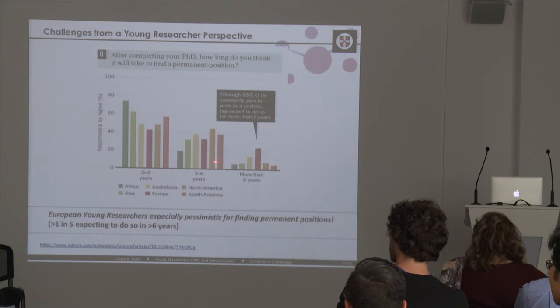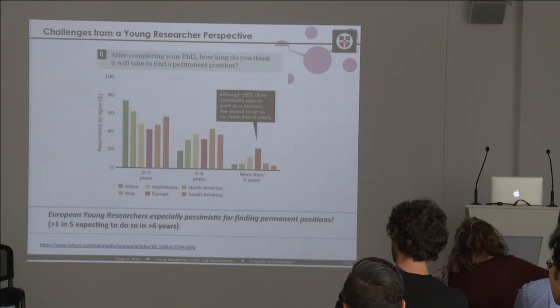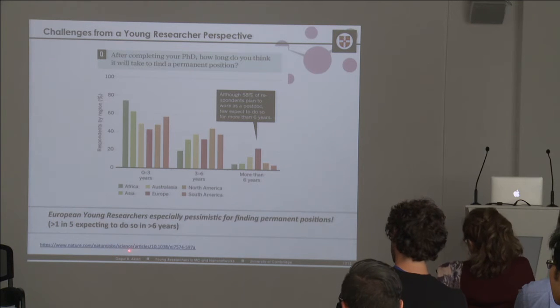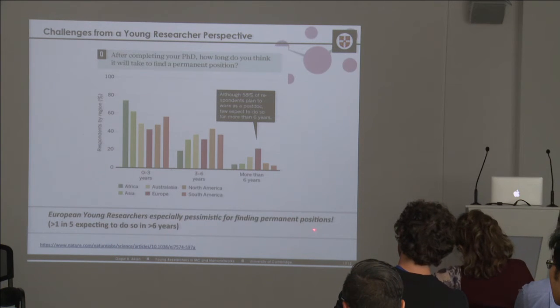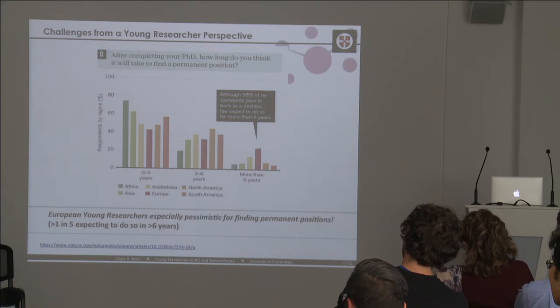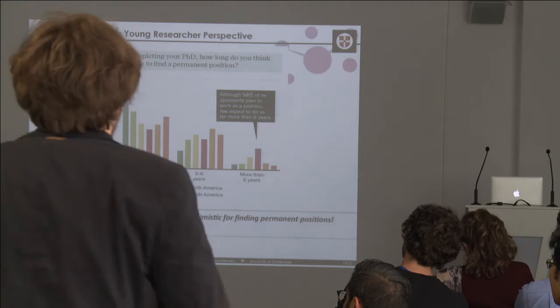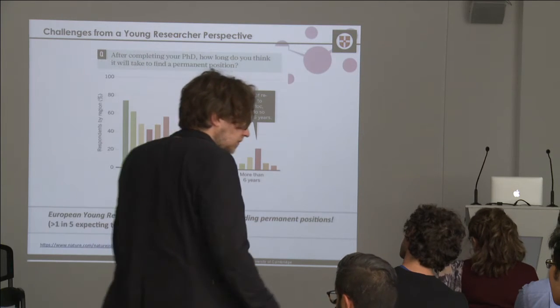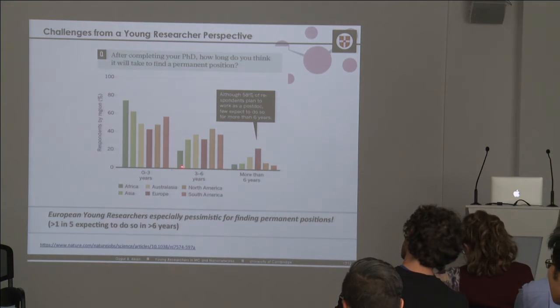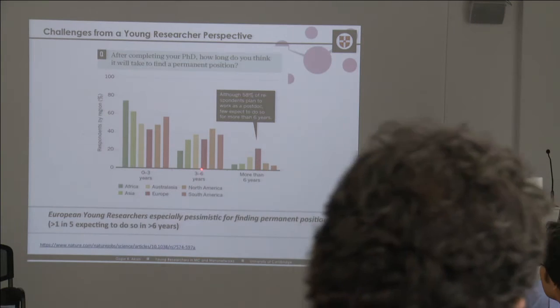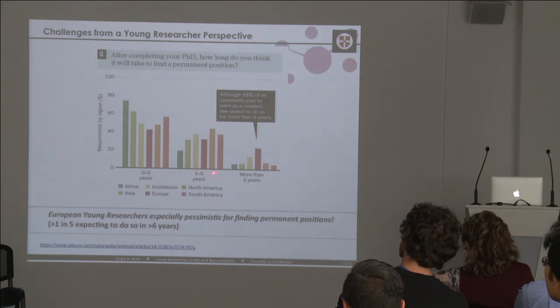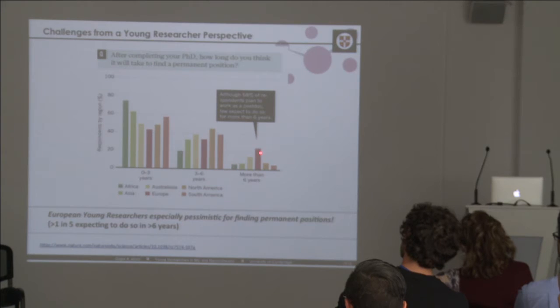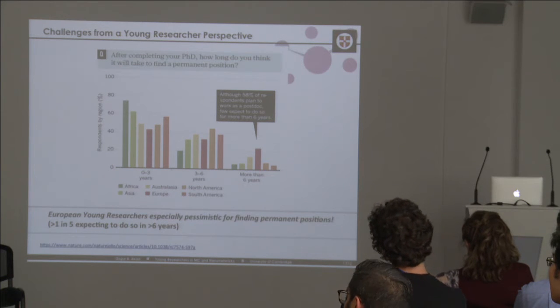And it looks like all the young researchers know that there is this problem. They acknowledge that. This is a very recent paper from Nature. When the young researchers are asked how long they are going to be doing their postdoc until they find a permanent position, look at this purple one: 3 to 6 years and more than 6 years, it's more than 60%. Even more than 20% of the young researchers in Europe say that they may stay more than 6 years as a postdoc until they find a permanent position.